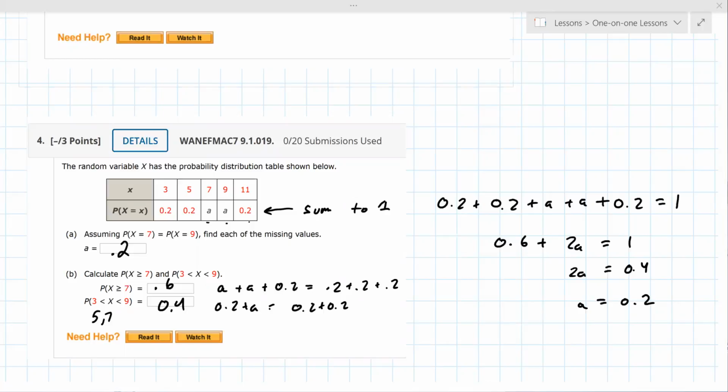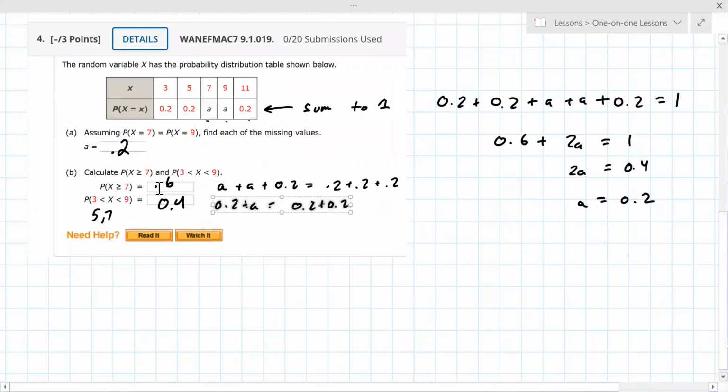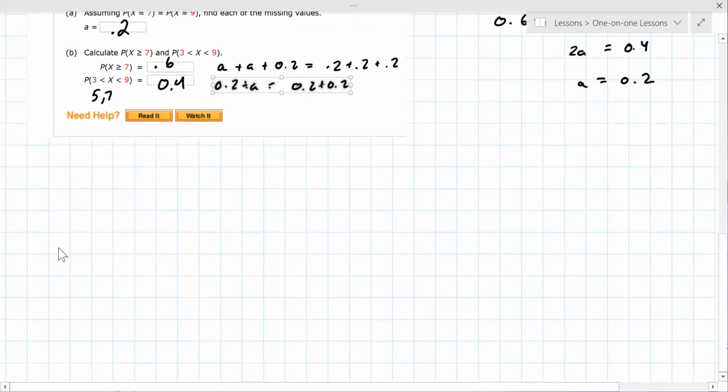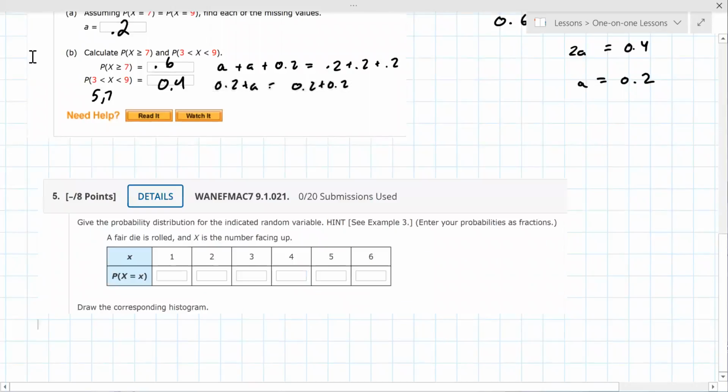All right, question 5. There's 2 parts to this one. It asks you to determine the probability distribution, and they say we're rolling a dice. There's 6 numbers on a dice, 1 through 6, and it wants to know the probability that you get one of the numbers. So the probability of each one is 1/6 for a fair die.